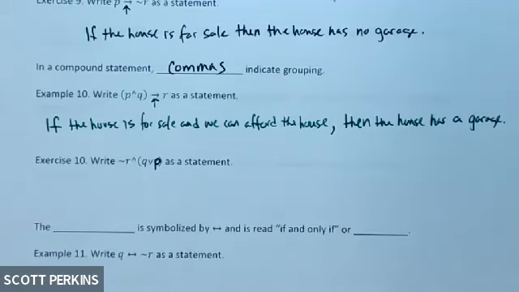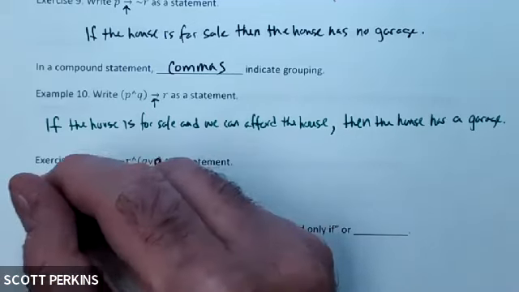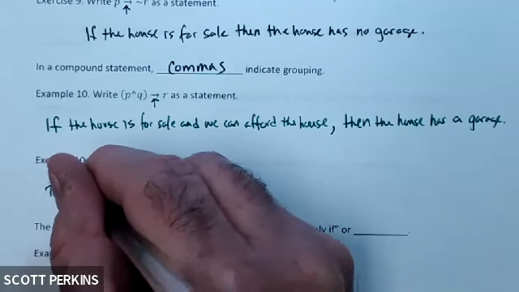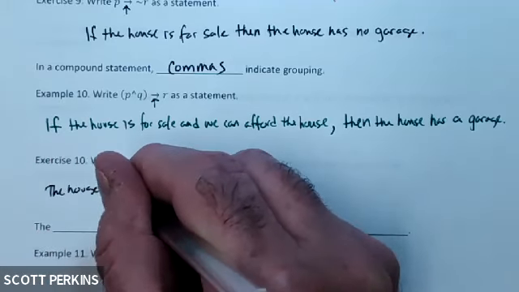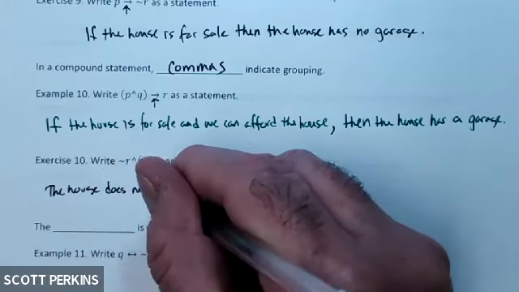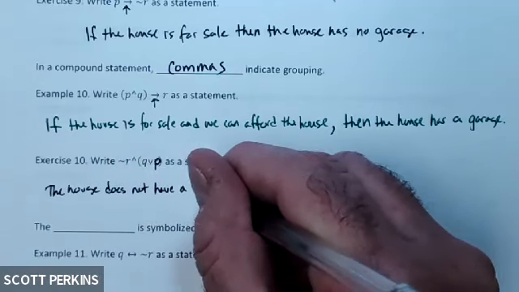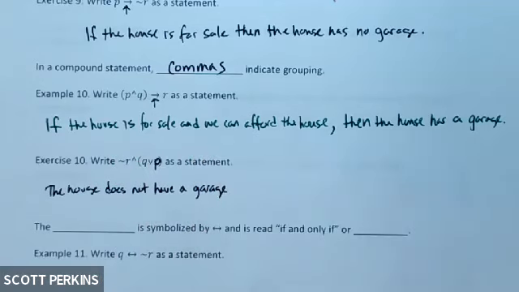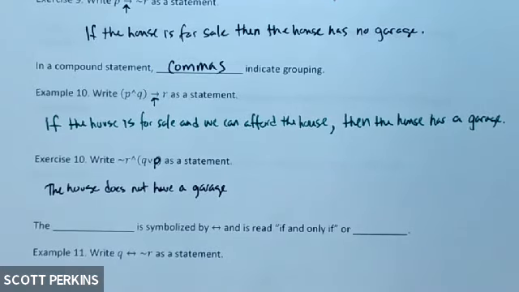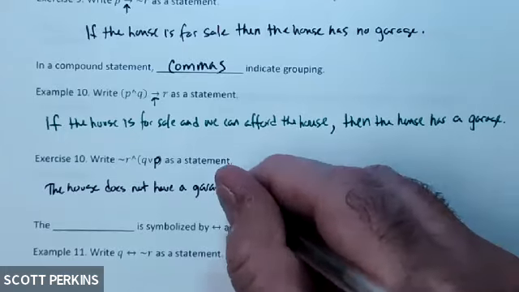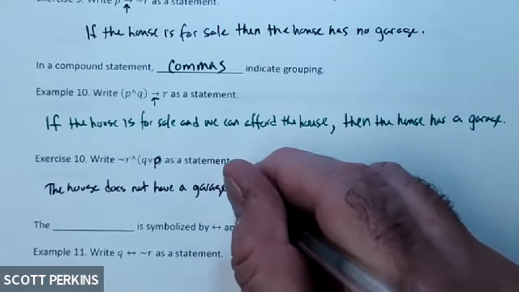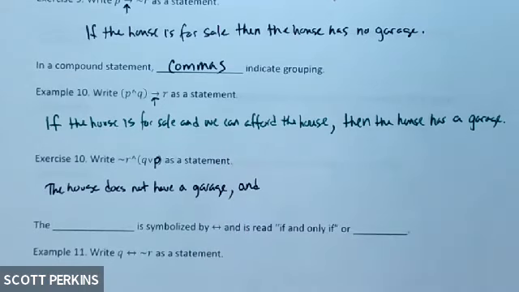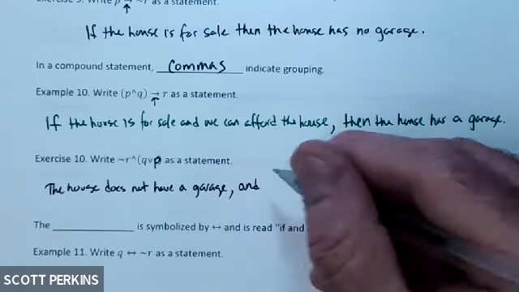Okay, so I'm going to get started. Squiggly R is the house does not have a garage. So what I have to now do is communicate to anybody reading this that my original statement had that statement alone and that the rest that comes is grouped together. So I'm going to put a comma here and then the rest is grouped. So, and we can afford the house.